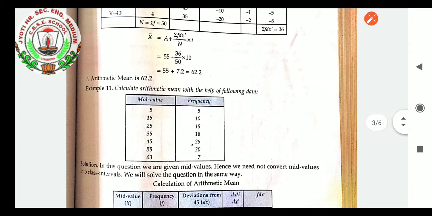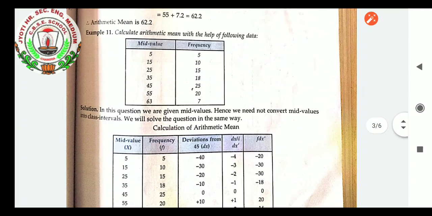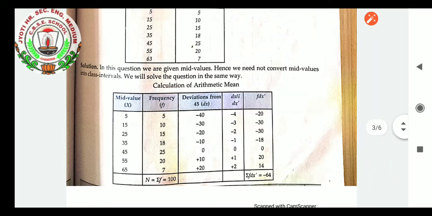Now calculate the arithmetic mean with the help of the following data. If the mid value and frequency are given, then our question becomes much easier, because if the class interval is given we have to take the mid value; one step only we save. No issue. You can solve it the same way as the other continuous series questions. You assume one of the mid values as the assumed mean; here in the question it has taken 45, you can take 35 also, the same answer will come.